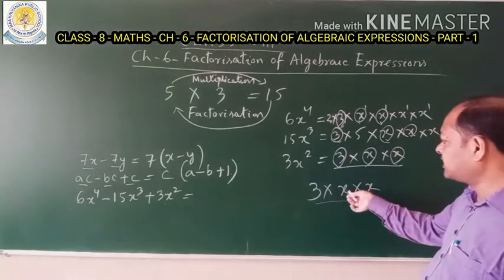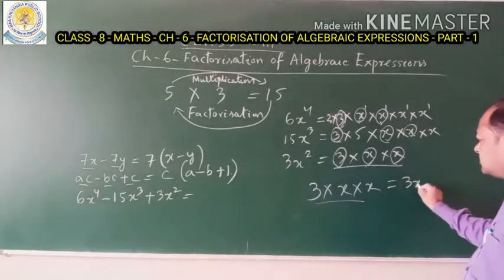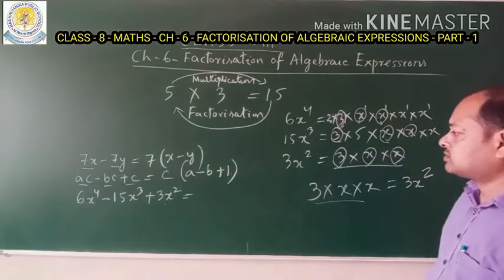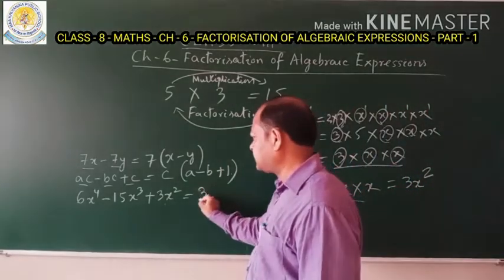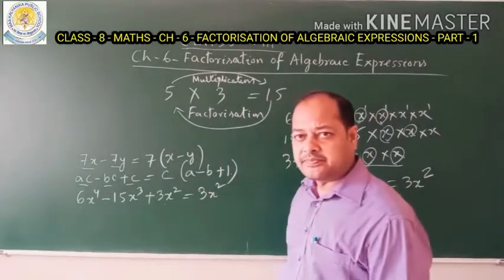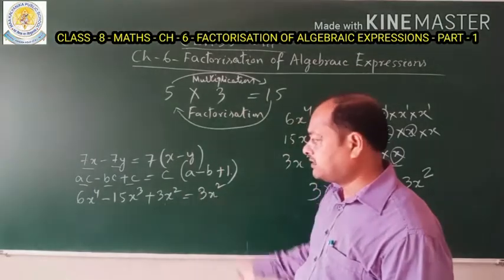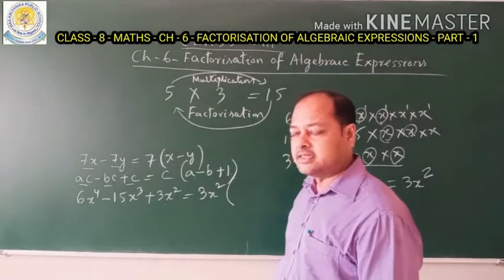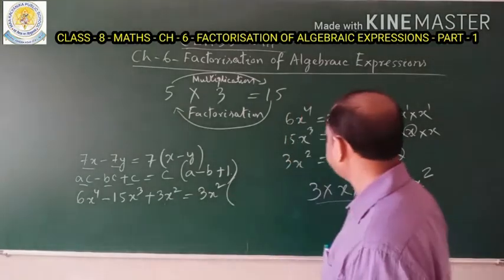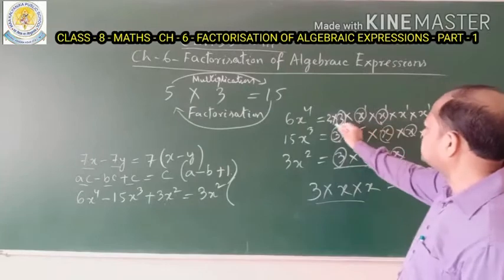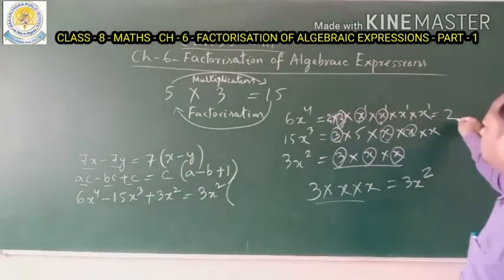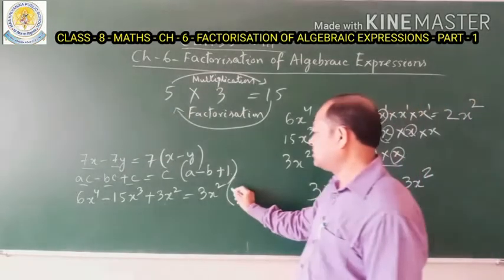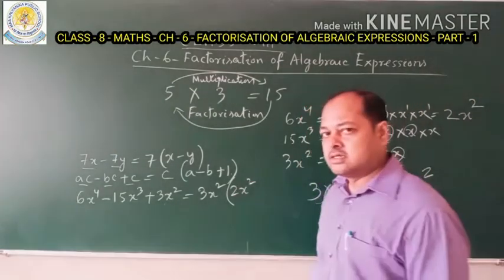So 3 into x, that is equal to how much? 3x to the power 2. Okay, 3x square. So here we see that if we take 3x square as common in these 3 terms, we are getting the common factor. So 3x square is the common factor here. So what to multiply? Because 3x square was already there, which term is there now? 2 into x, that is 2x square. So write down here 2x square.